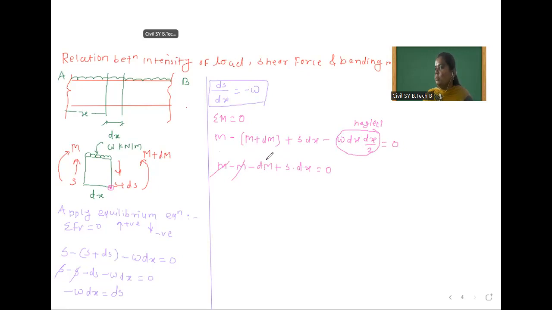Now we will shift this dM to the right side. So S into dx is equal to dM. So S is equal to dM divided by dx. That means the first derivative of moment gives the value of shear force, which is equal to S.